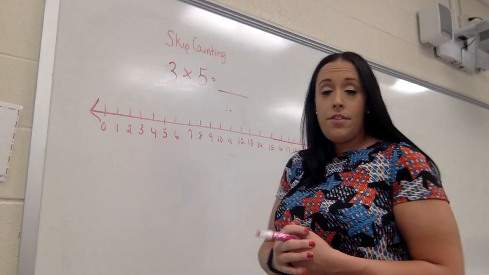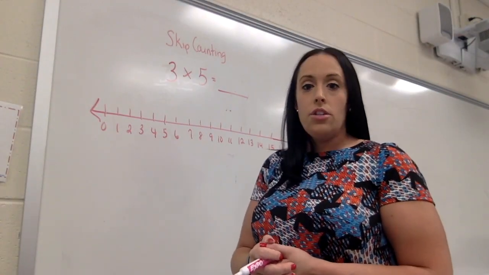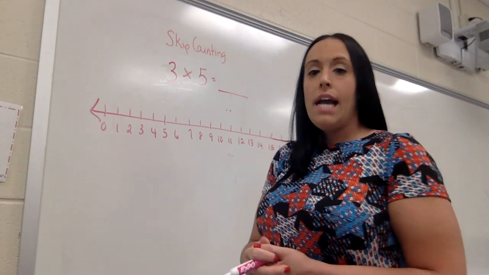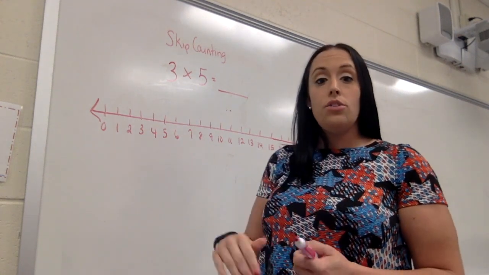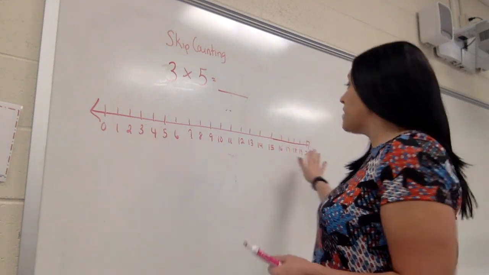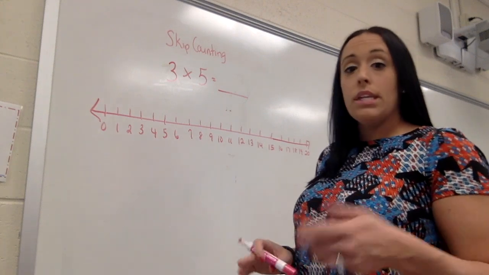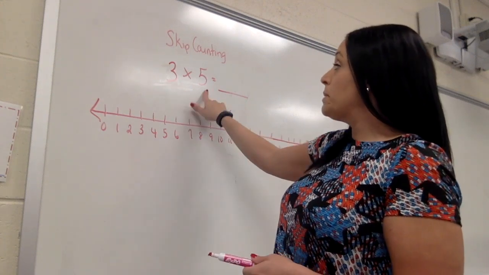So the last strategy that I'm going to demonstrate is the concept of skip counting. Normally when I teach the concept of multiplication, I start off with the use of a number line to demonstrate how you can create those groups. With the number line that I have here, I only had it go up to the number 20. So we're going to make 3 groups of 5.